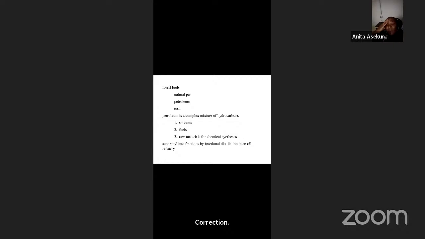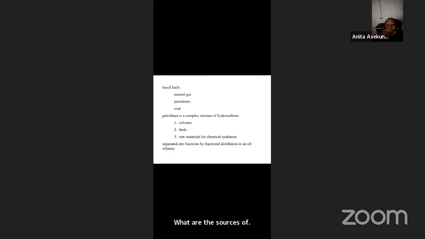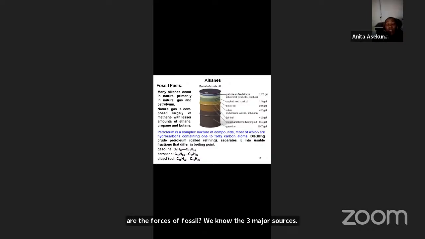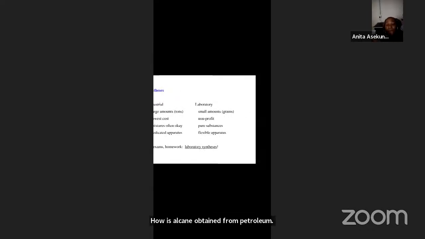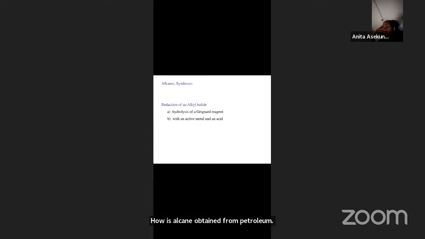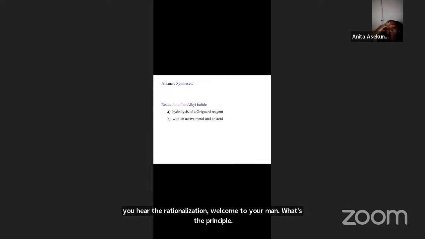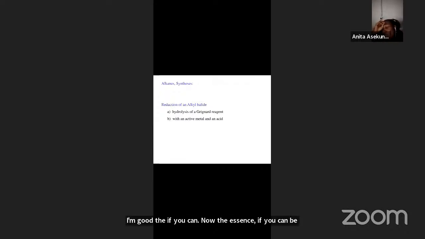Then, what are the sources of fossil fuels? We know the three major sources. How is alkane obtained from petroleum? What is the principle of fractional distillation? When you hear the word fractional distillation, what comes to your mind? If you can answer all these questions in this classwork, it means that every question that comes out in alkane, you can answer it.